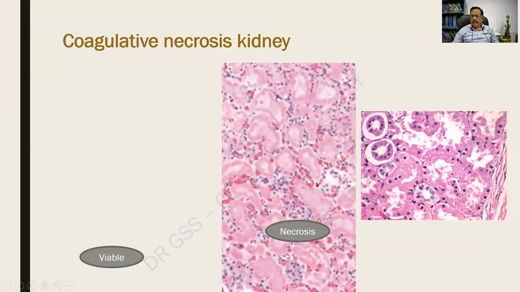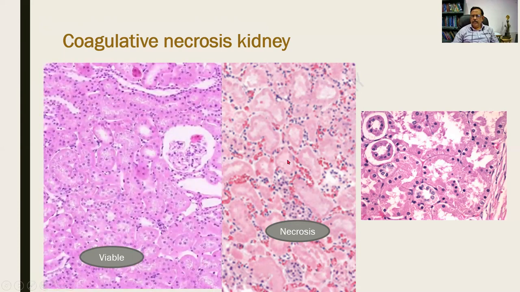I am not able to see a single nucleus. These are all inflammatory cells in the necrotic area. I am not able to see a single nucleus. So this is an area of coagulative necrosis. If you have got some doubt, again compare. So I hope you people will be able to make a diagnosis.